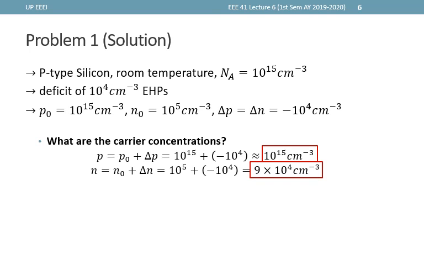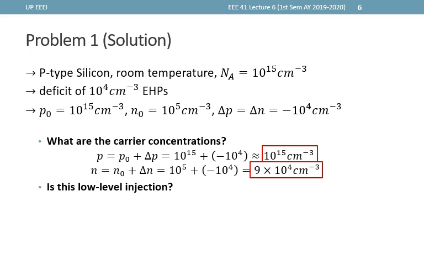As for n, we need to add n naught and delta n. So n naught is 10 to the 5 and delta n is negative 10 to the 4. So we'll get n to be equal to 9 times 10 to the 4. Note that negative 10 to the 4, or delta n, is quite near to n naught in this case.